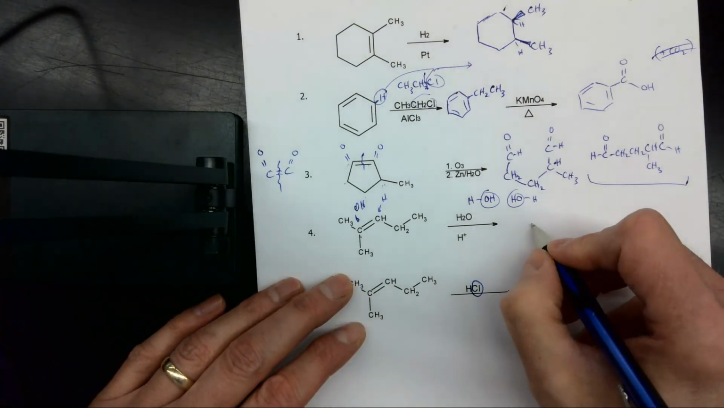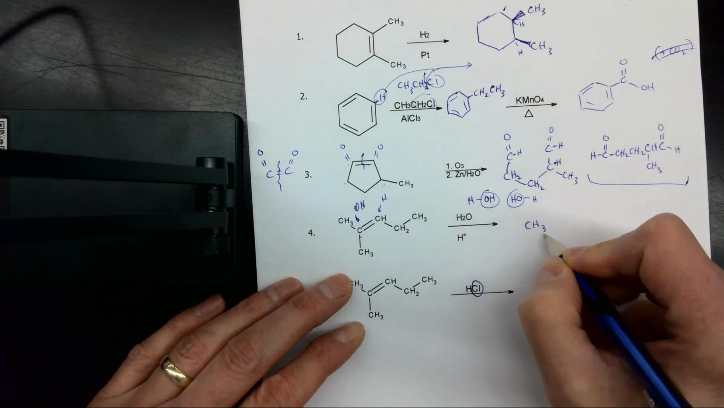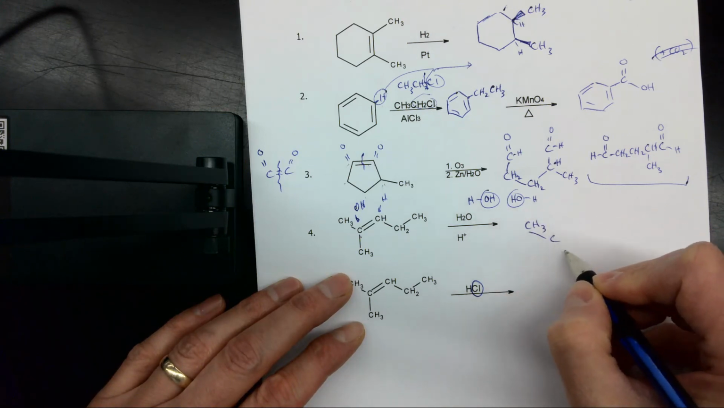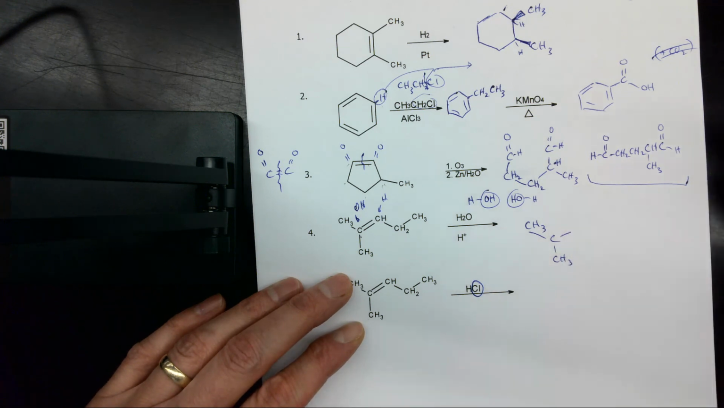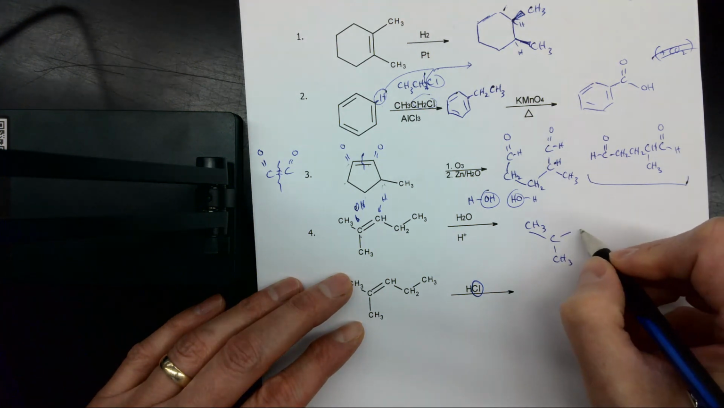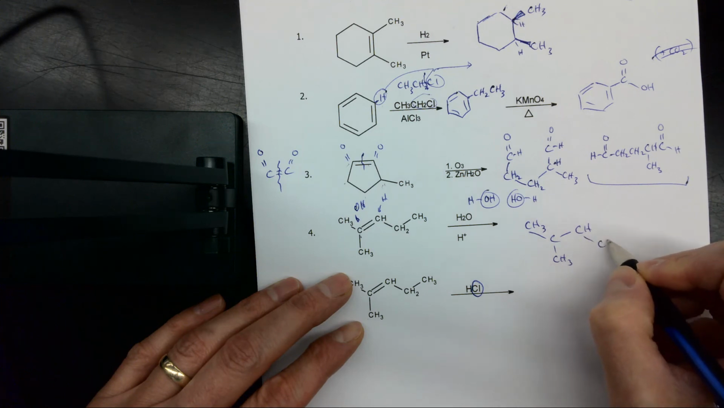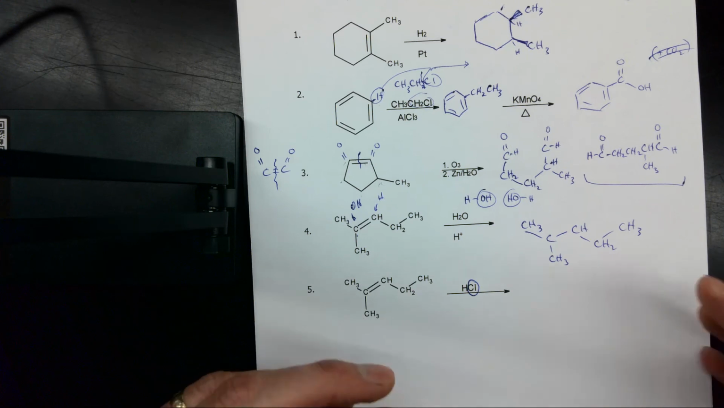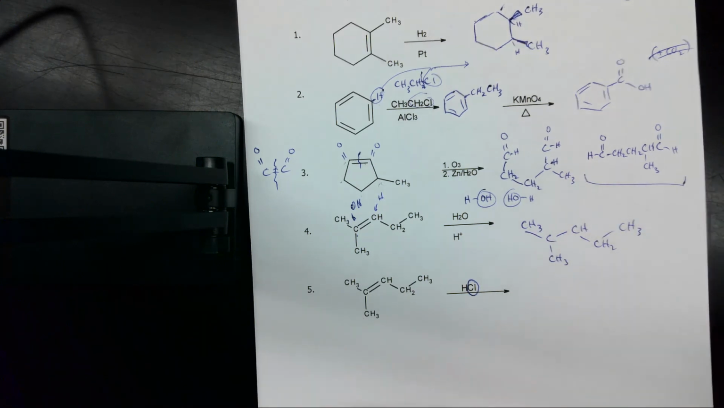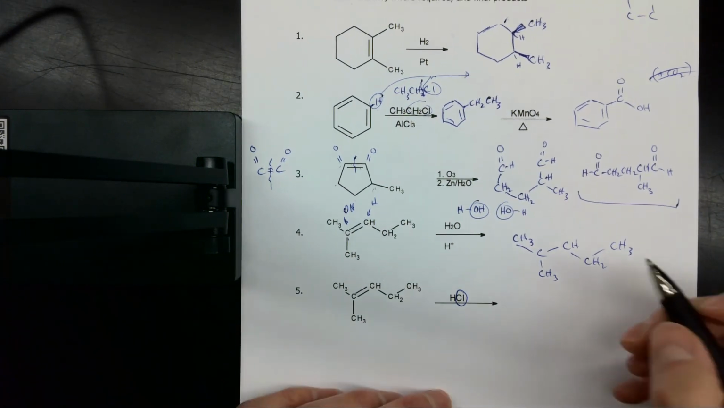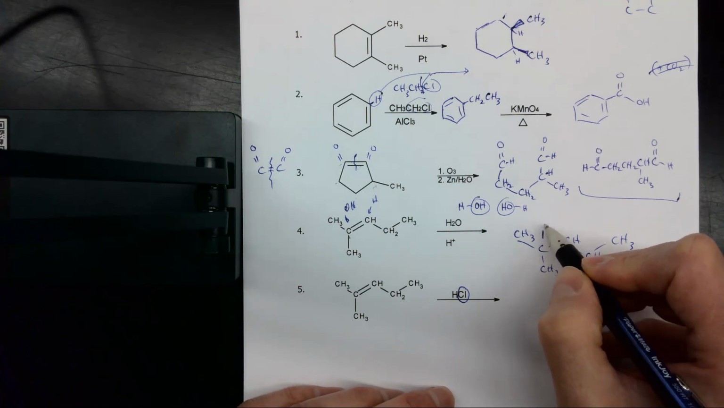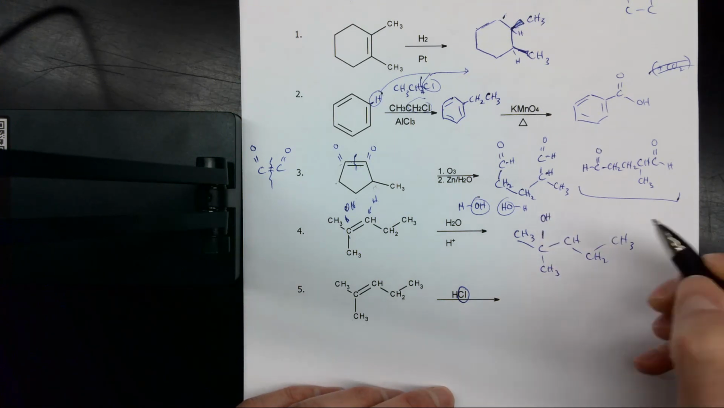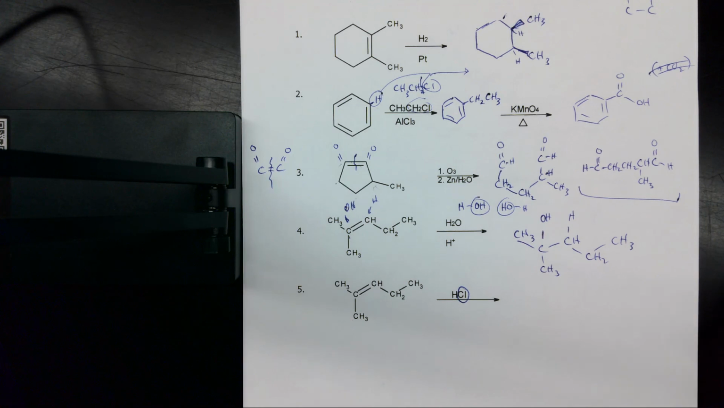Just drawing out the carbon skeleton, the CH3 to the carbon, which is a CH3. It used to be a carbon-carbon double bond, now it's not, followed by a CH, CH2, CH3. Knowing that it's an addition reaction, the carbon that was to the left is going to get the OH. The carbon to the right got the hydrogen because it had fewer carbons attached to it.